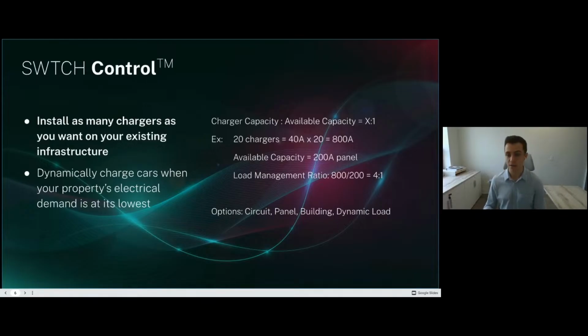And so in the industry, you often hear the term load management ratios, and that is often referring to the connected load capacity in reference to the available load. So in this example, 800 amps of chargers, 200 amps of capacity gives us a 4-to-1 ratio. And so 4-to-1 is where things start to get interesting for a number of reasons. And we're going to use that as kind of our baseline example because we see it coming up in policy, in requirements for buildings, new builds.